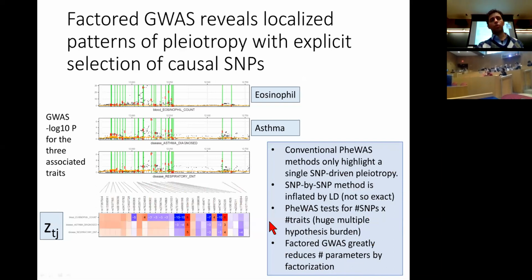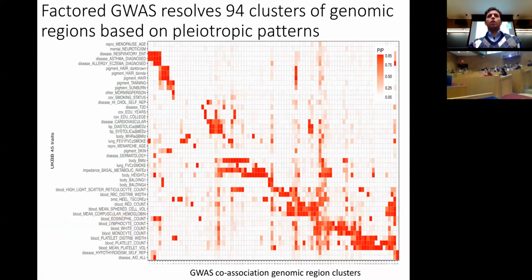And this is all work that's led by Youngjin Park as a postdoc in the group. So this is what he ends up with. He can factorize GWAS and then resolve 94 clusters of genomic regions based on their pleiotropic patterns. And these are the genomic loci where these factors can now project. And these are the co-associations of these.